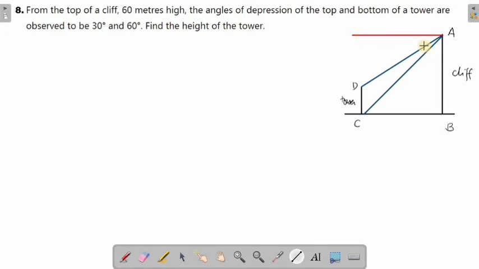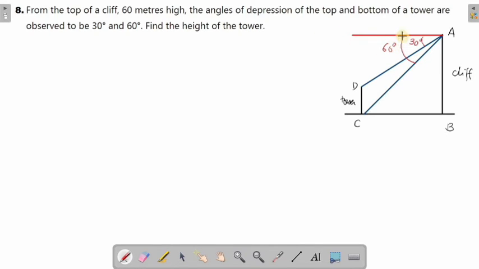So when you find the angle of depression, you have to measure from the horizontal line. This angle is given to be 30 degrees at the top, and to the bottom, this angle is given to be 60 degrees.